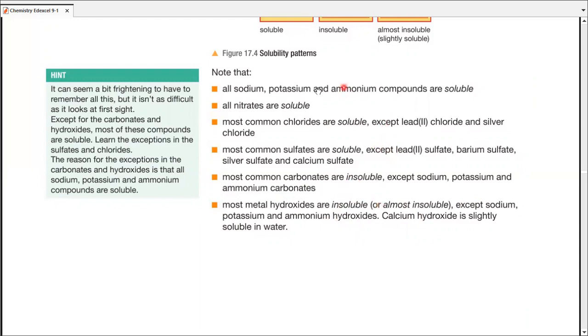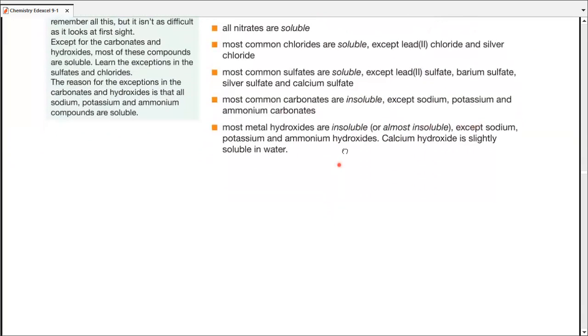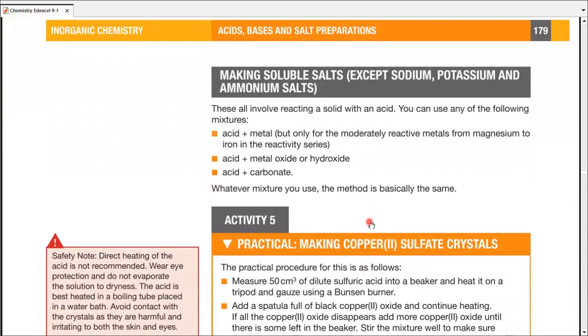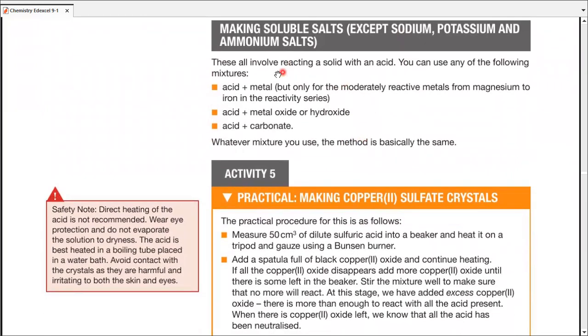So it's really easy. The sodium, potassium, and ammonium, we said up top, are soluble. In the insoluble category, those are the only exceptions. So it's really easy to remember. Moving on, we started with making soluble salts first. Let's discuss the salts which are soluble and how to form them. Now, here comes an exception of sodium, potassium, and ammonium salts. Apart from that, any salt that is soluble we can make by this category, but this involves the reaction of a solid with an acid.